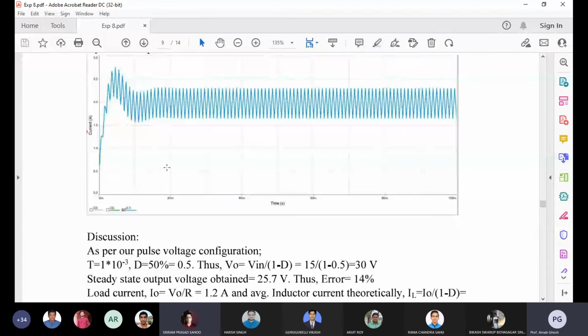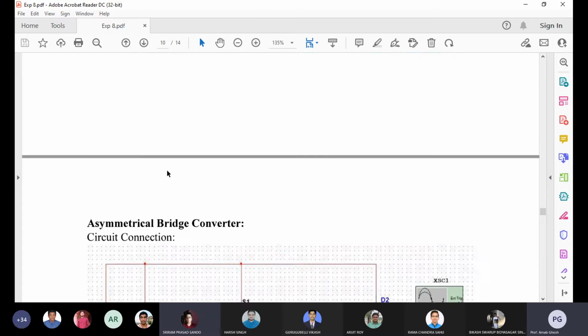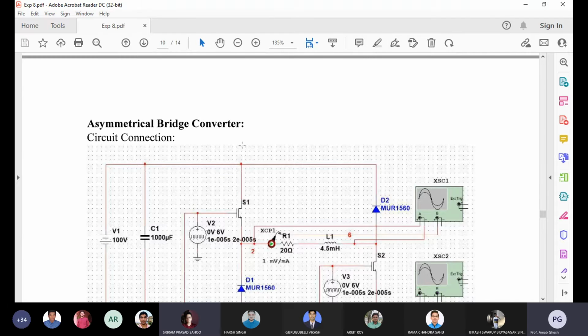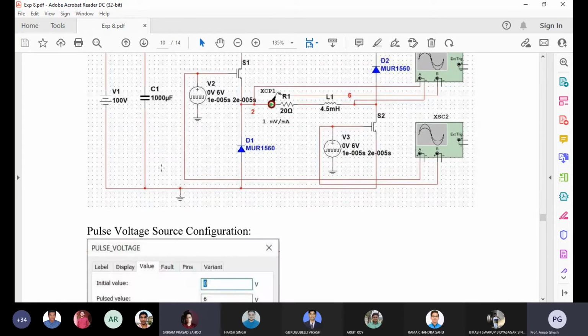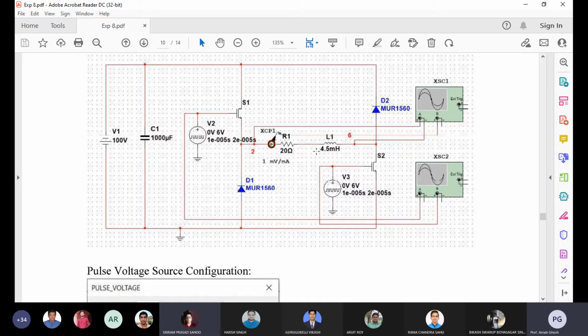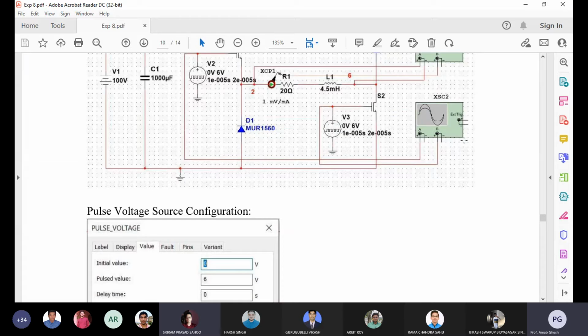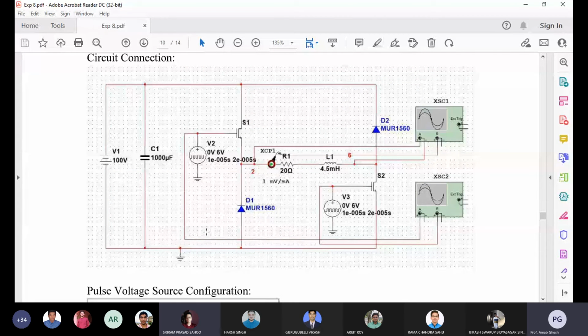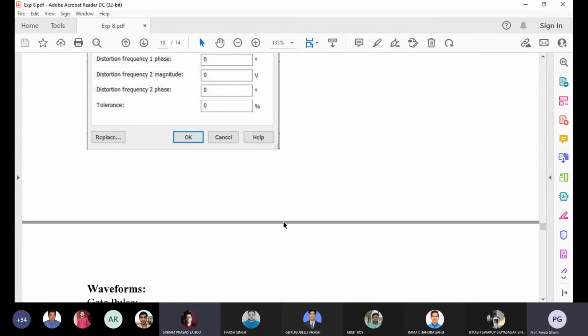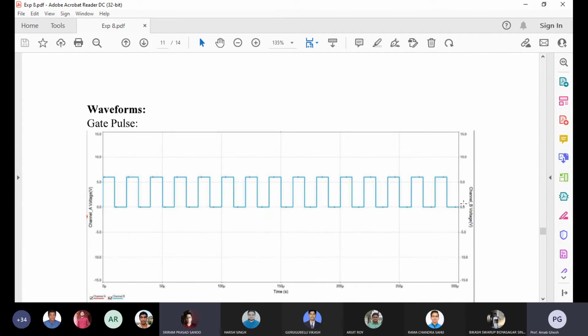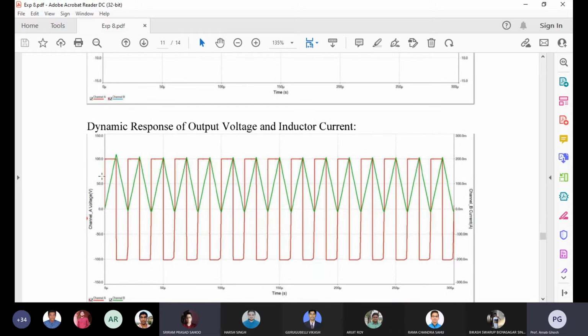So first we'll start with the buck converter, then the boost converter, then the asymmetrical half bridge that we are talking about. The asymmetrical half bridge is also a DC-DC converter. Here we are using an RL load, and the parameter values are given over here. We can see that two oscilloscopes are given, so we can see the gate pulse pattern as well as the output voltage and current waveforms.